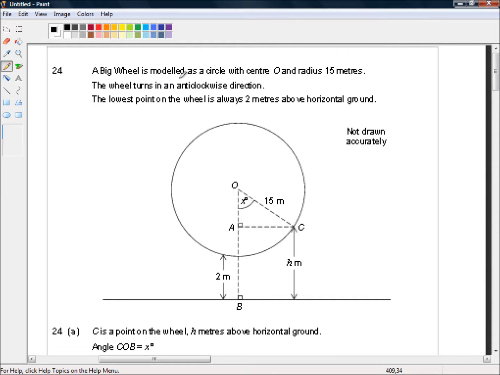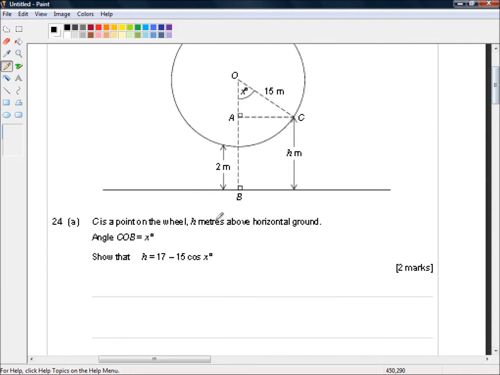A big wheel is modelled as a circle with centre O and radius 15 metres. The wheel turns in an anti-clockwise direction. The lowest point on the wheel is always 2 metres above the horizontal ground. Well, there's the horizontal ground here. C is a point on the wheel h metres above the horizontal ground, so that's this height here. Angle COB is x degrees, so that's COB, which is labelled x here. Show that h equals 17 minus 15 cos x degrees.